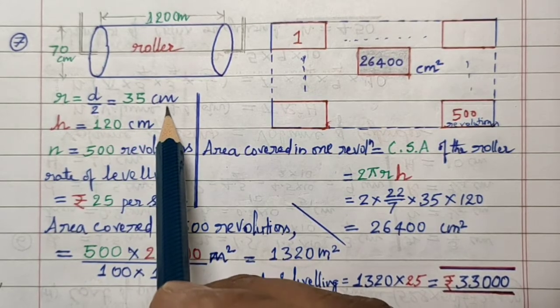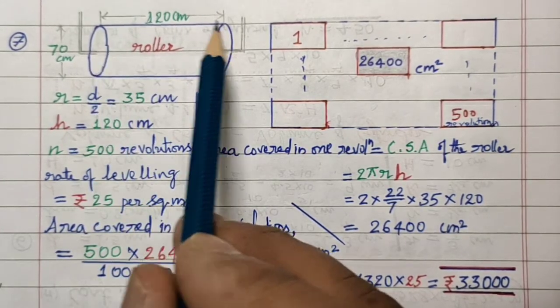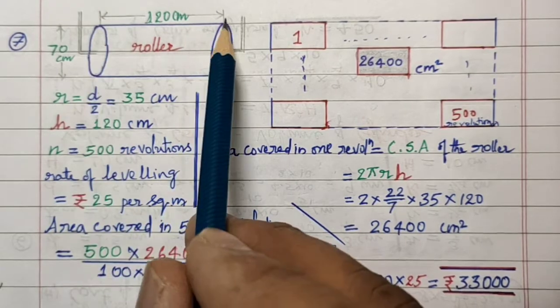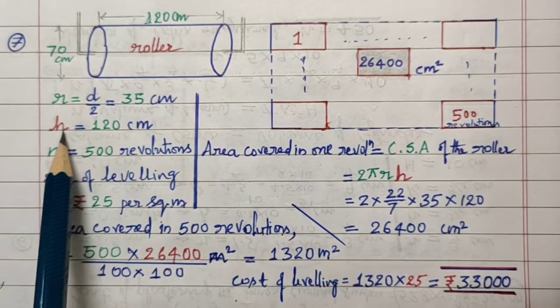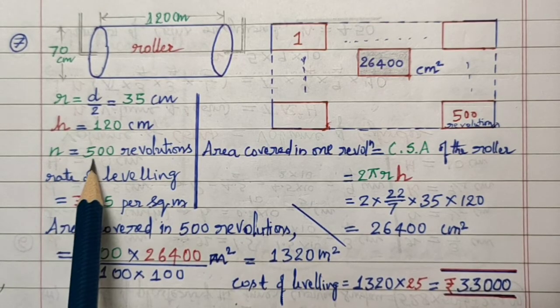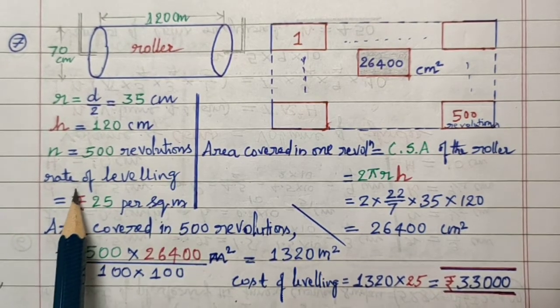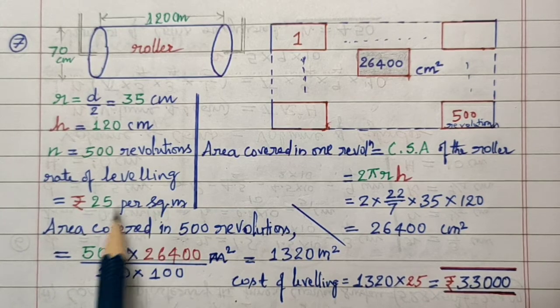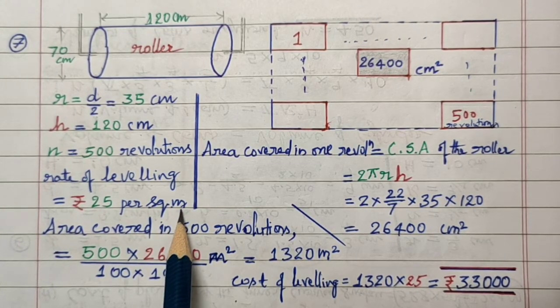If this is the diameter of the roller, then the radius of the roller is d by 2, that is equal to 35 centimeters. This is the length. We can consider this as a cylinder, then we can take this as the height of the cylinder, that is h is equal to 120 centimeters. The total number of revolutions it has taken is 500 revolutions. The rate of leveling is rupees 25 per square meter.